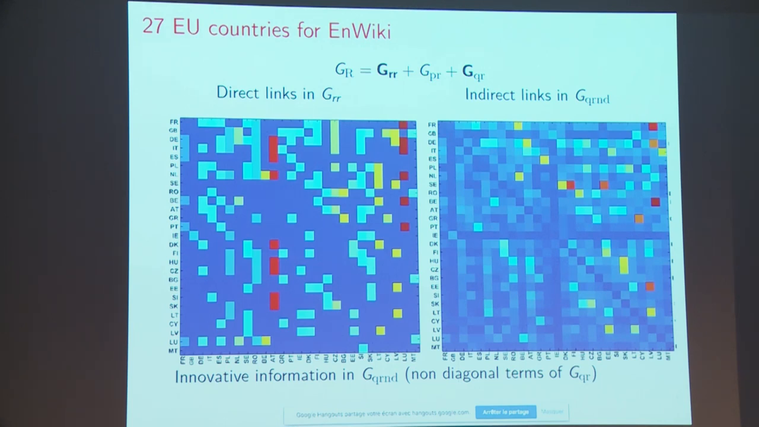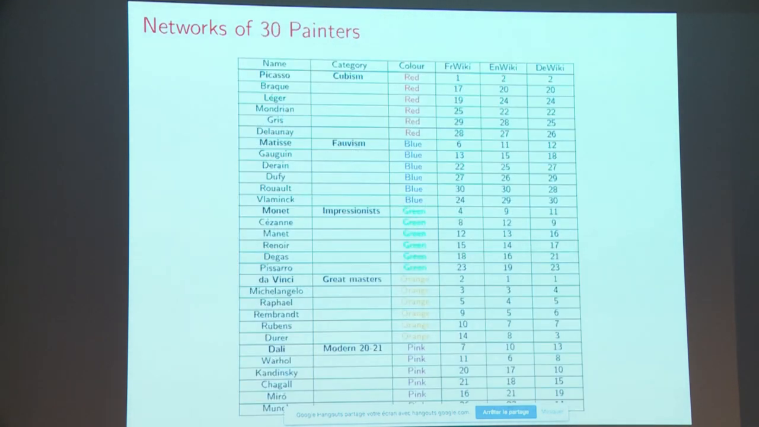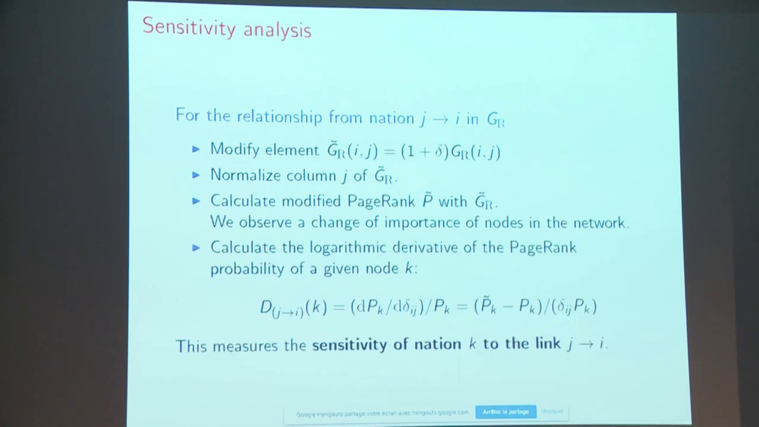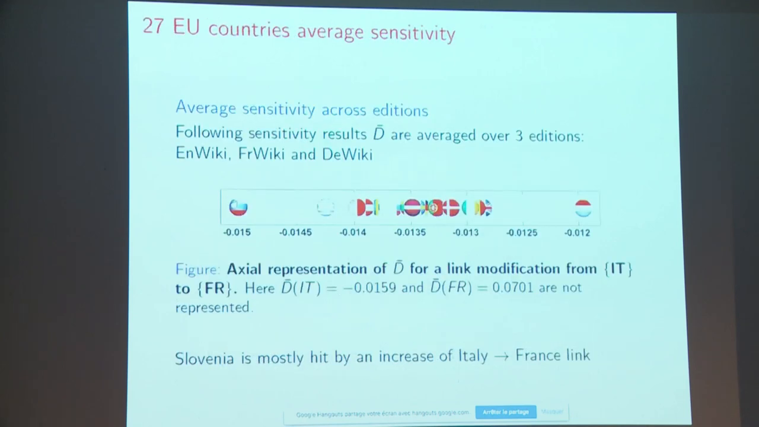My observation was more that the indirect links tend to be more important from less important countries to more important countries than the other way around, because the red dots are more above the diagonal than below. A related question is about sensitivity. When you measure the sensitivity of adding a link from Italy to France, I think? Where is it? No, before. Yeah, there.